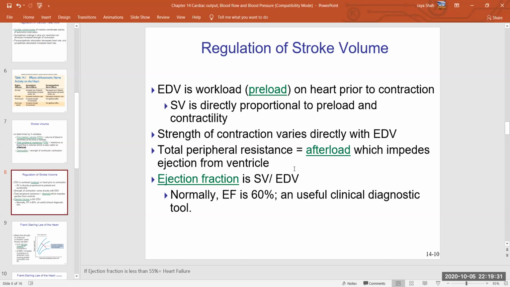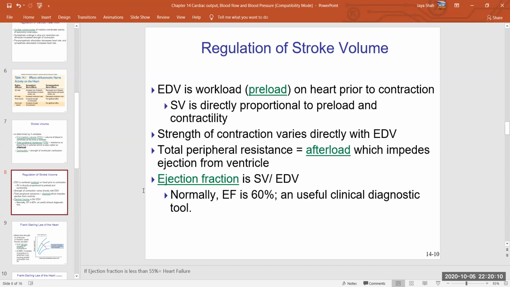Whereas total peripheral resistance is also called afterload, which impedes, which resists the ejection from the ventricle. That's why total peripheral resistance is inversely proportional to the stroke volume. That means higher the peripheral resistance, lower the ejection fraction. Okay, lower the stroke volume.